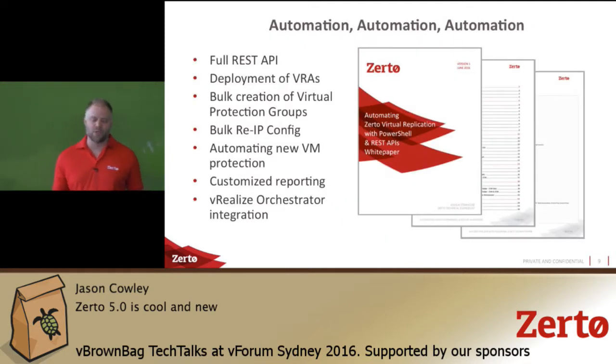So the next feature that we want to talk about is automation. Okay, so currently with version 4.5, we have a REST API. So we have the capability of running scripts and things like that against our application. But with version 5, we're really increasing that functionality, okay? So with version 5, we're going to be able to do bulk deployments of VRAs, automate the deployment of VRAs. We can do bulk creation of virtual protection groups. We can do bulk IP reconfiguration of servers. And probably the most important one is the automation of protecting a new virtual machine.